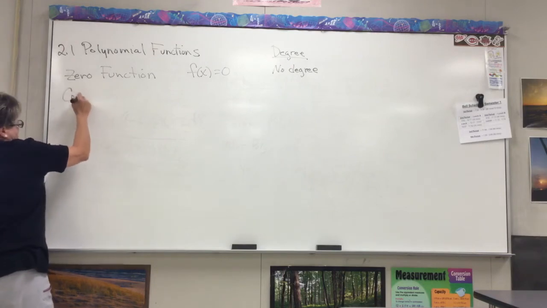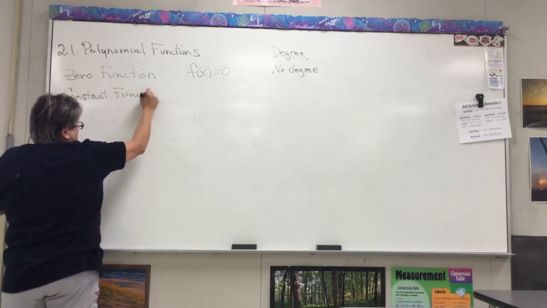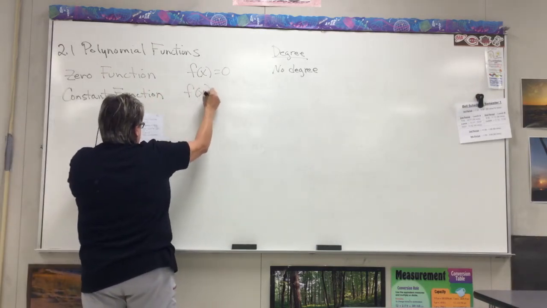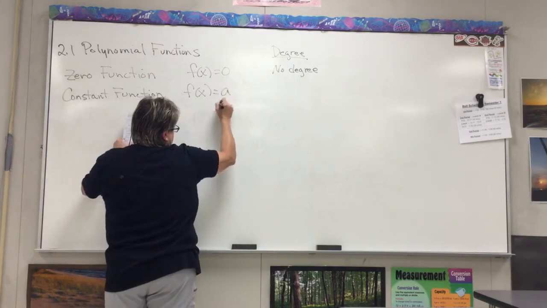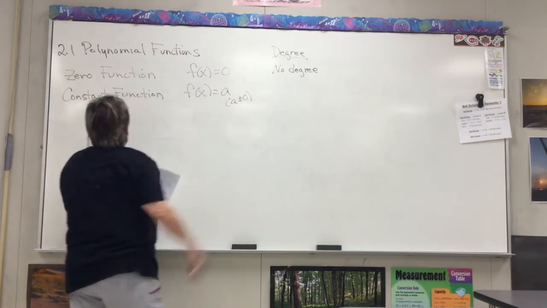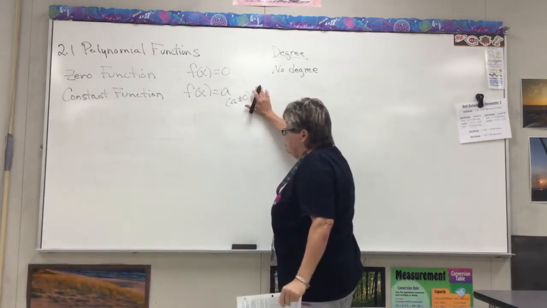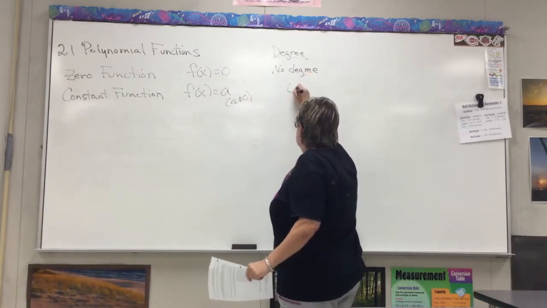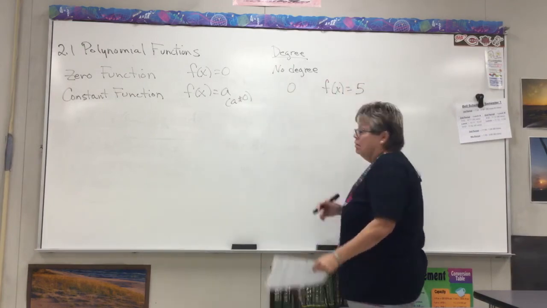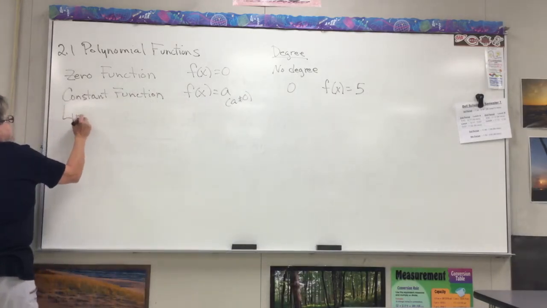You can have a constant function. Constant is where you have f of x equals some value a, and this a can't be 0, because if so, then it would be the zero function. It would be kind of repetitive. If you have it equal to a constant, the degree is 0. So like f of x equals 5, that would be a constant function. Okay, linear function.